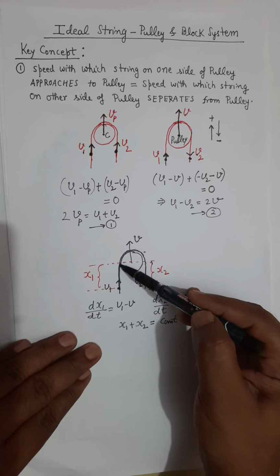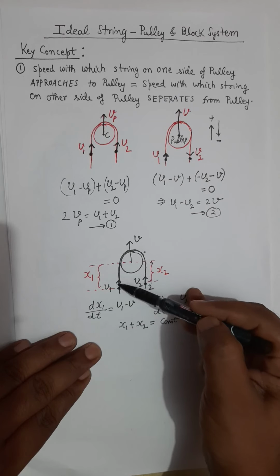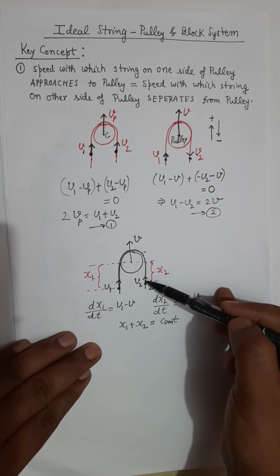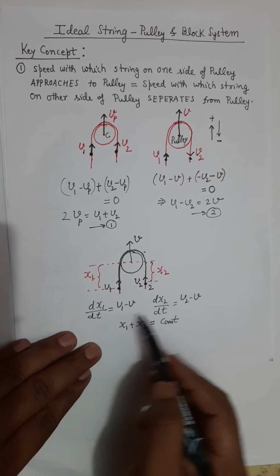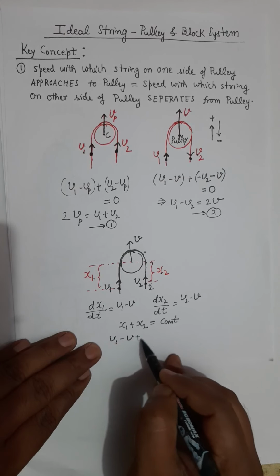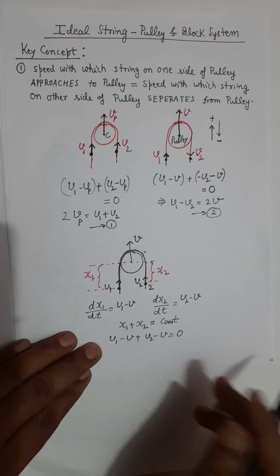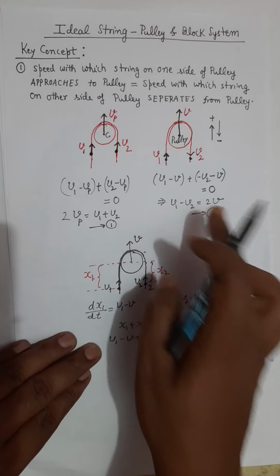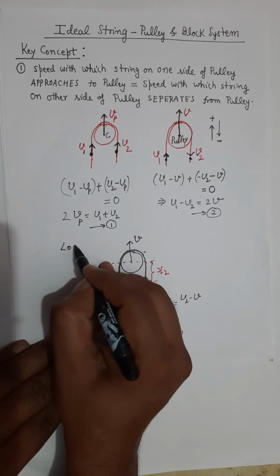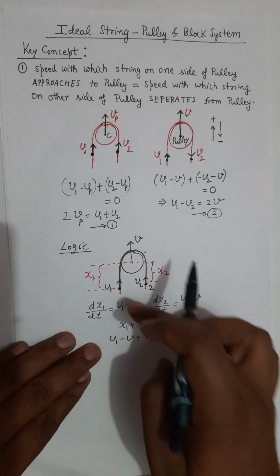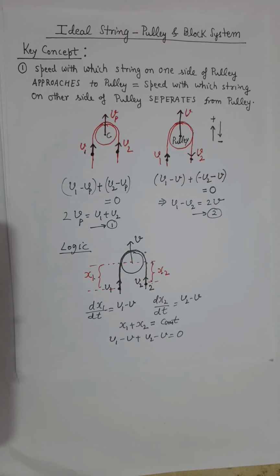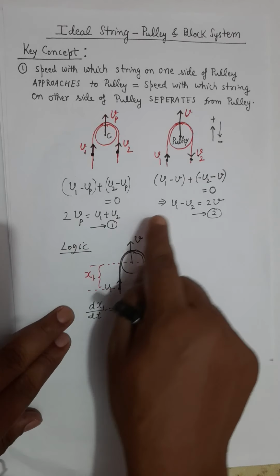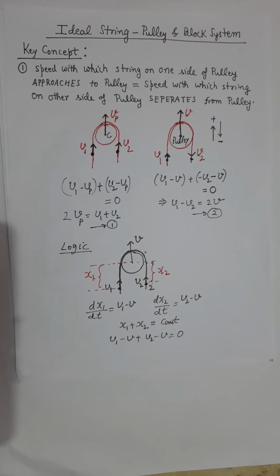So the rate of change of one part of the string, dx1 by dt, plus the rate of change of the other part of the string, dx2 by dt, the sum of these two must be 0, and therefore you can write v1 minus v plus v2 minus v equals 0. This is what we have done here. So this is the logic behind the equation, that the total length of a string has to be constant due to its ideal characteristic, and for the total length of a string to remain constant, this equation or concept must be valid in all cases.